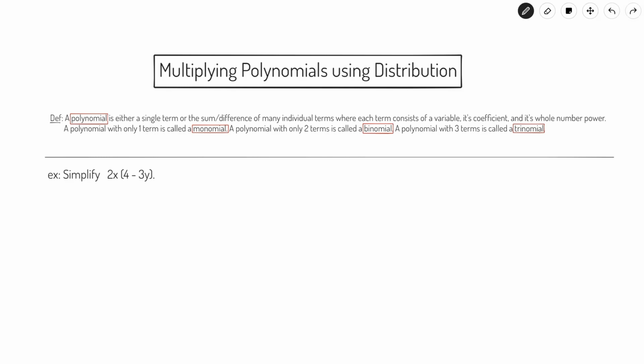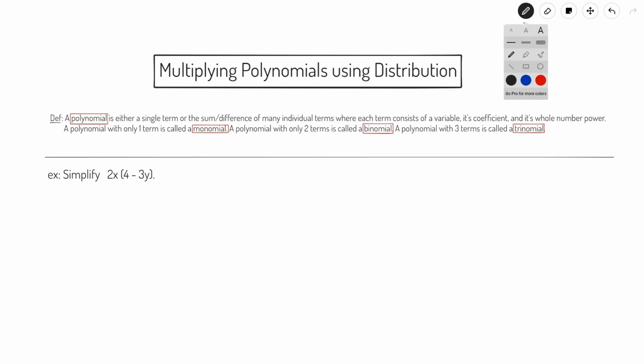I like to think of distribution as if here is a group. Everything inside of this group needs whatever is in front of this group. So I'm going to individually pass out the value that's multiplying to every single term in the group. And what am I talking about? I'm talking about this 2x. I'm going to give this 2x to the 4 by multiplication. And then I'm going to give it to the negative 3y by multiplication.